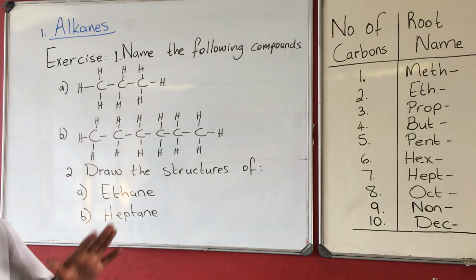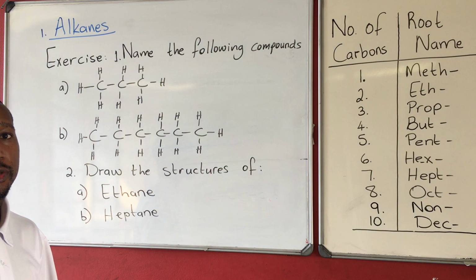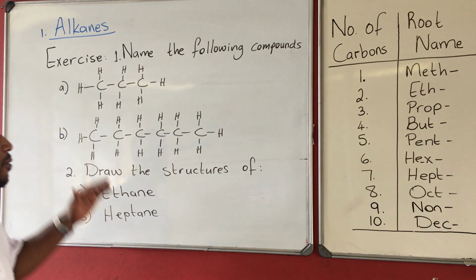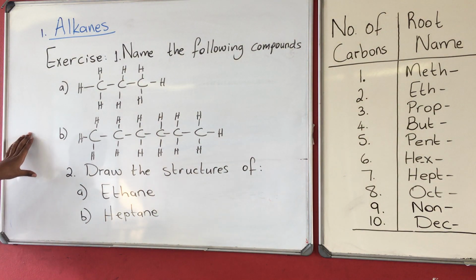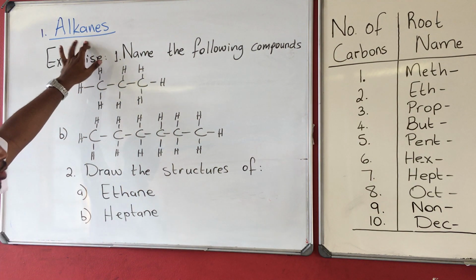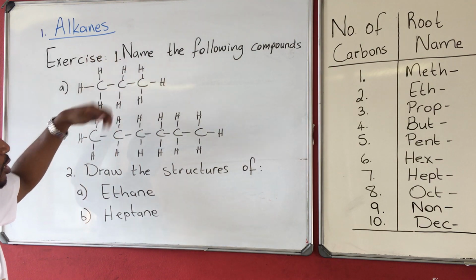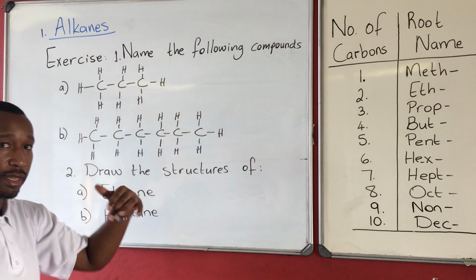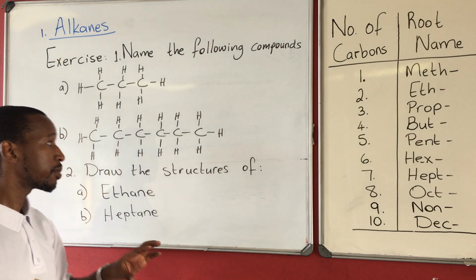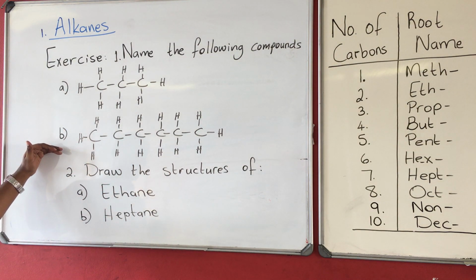Okay, so now to check our level of understanding of the previous section, we are going to ask you to please do the following exercise. The first one is about the naming. We still focus on only the alkanes. So just look at the compounds and look at the notes that we've done in the previous section that we discussed. Then tell us the names of the first two compounds that are here.